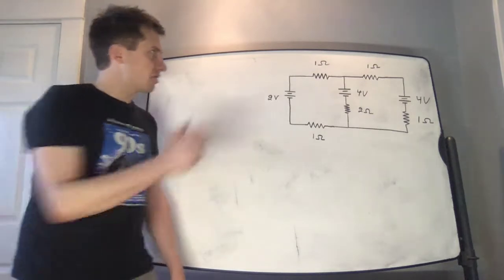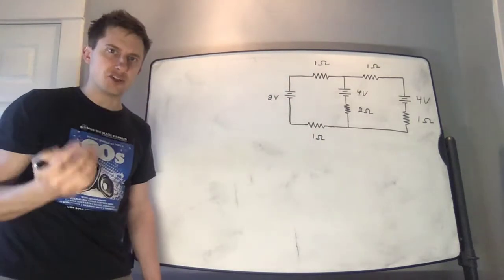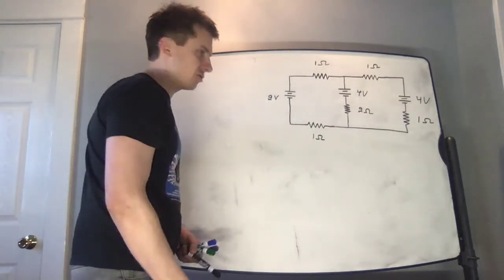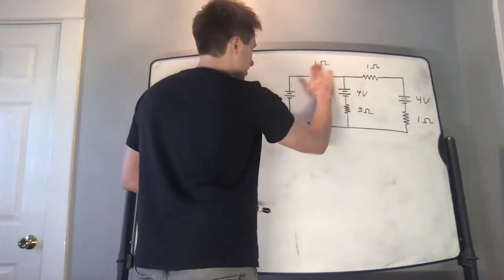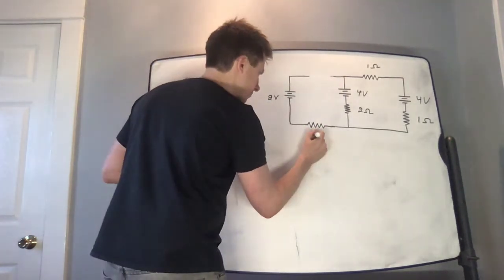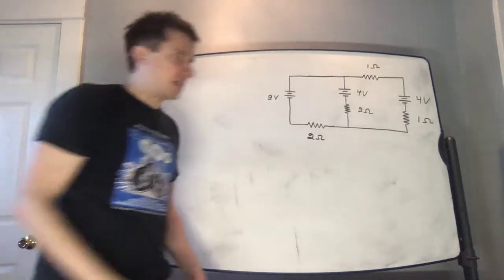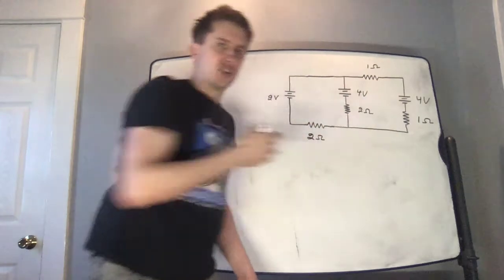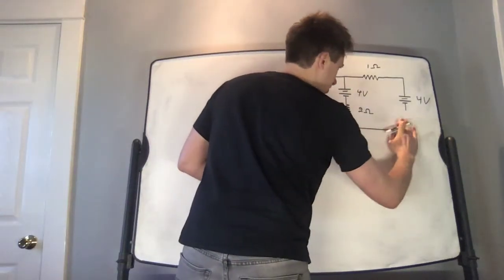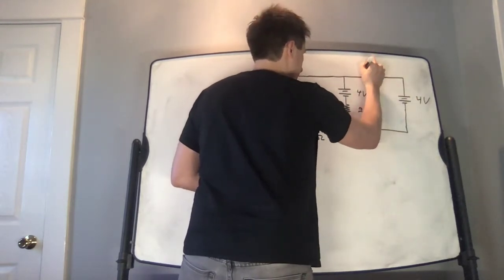So therefore, I could combine these two 1 ohm resistors into a single equivalent 2 ohm resistor. So I will go ahead and combine these two resistors. I will just erase this 1 ohm resistor and change this into a 2 ohm resistor. And similarly, I could combine these two 1 ohm resistors into a single 2 ohm resistor. So I will just erase this resistor and change this into an equivalent 2 ohm resistor.